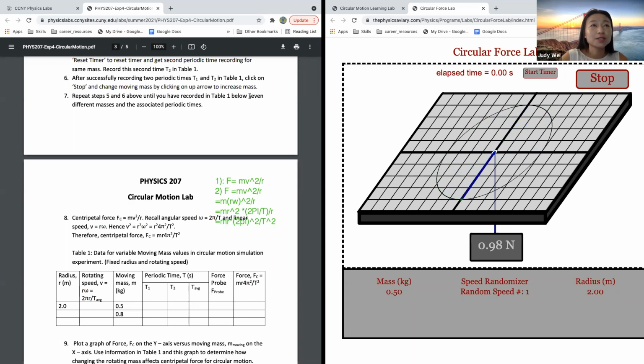They want you to do 7 different experiments. They only list 3 of them, you list another 4. So you do 7 masses in total, different masses.